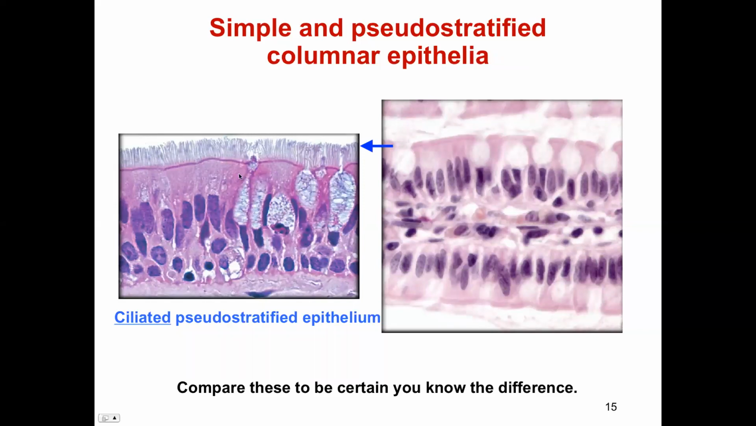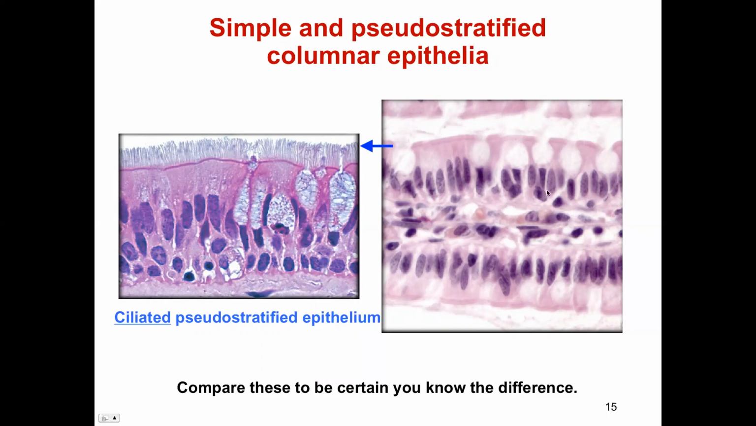There's another type of cell here called the goblet cell. This is more than likely respiratory. These funny looking cells here are goblet cells. I'm going to talk about them shortly. So this is almost a dead giveaway. If you see cilia and you see these goblet cells, these things that look kind of blown up, that's a dead giveaway for respiratory.